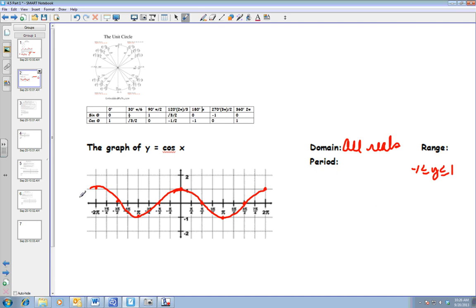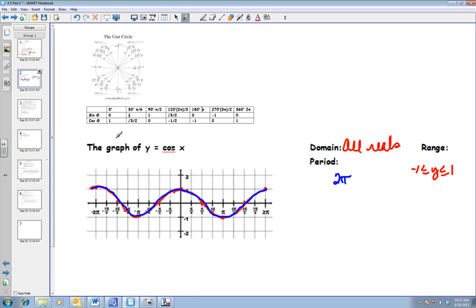And my period, how far around do I have to go in order for my graph to completely repeat itself? Well, again, it's 2 pi. If I just look at this graph from negative 2 pi to 0, that's one complete cycle of my cosine graph, and then it starts over from 0 to 2 pi, and then it just keeps going. So my period is 2 pi. Again, this is a graph you need to memorize.